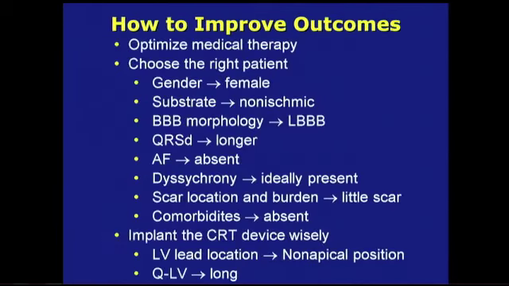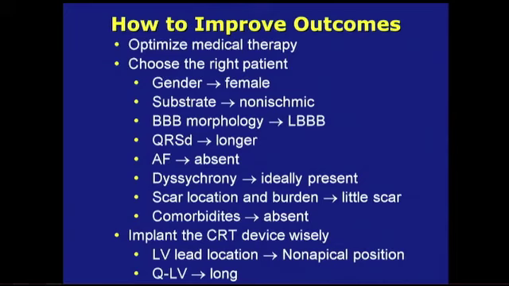So to summarize where I started, to answer the question of what can you do to optimize prediction for outcome in people for CRT, begin with optimizing medical therapy. Women, non-ischemics, those with left bundle branch blocks, especially that are long, no AF, dysynchrony, whether or not you believe it. If they have little scar and an MR and no comorbidities, you can be very firm in saying, I think you'll benefit from this therapy.